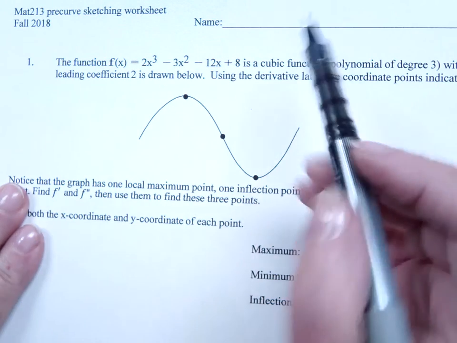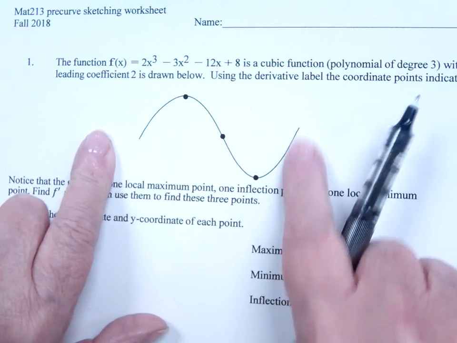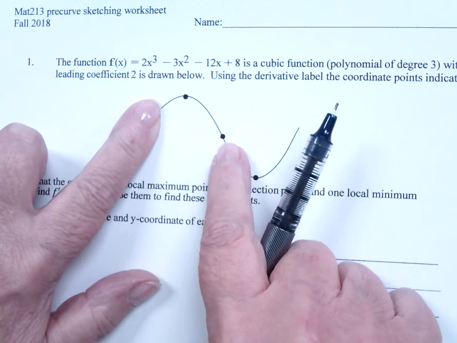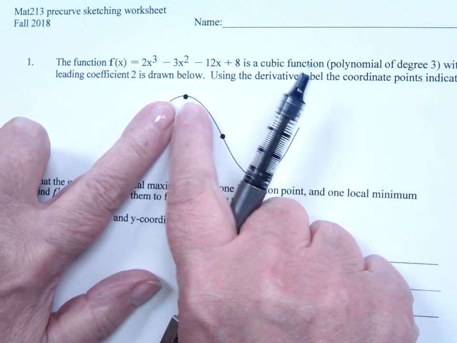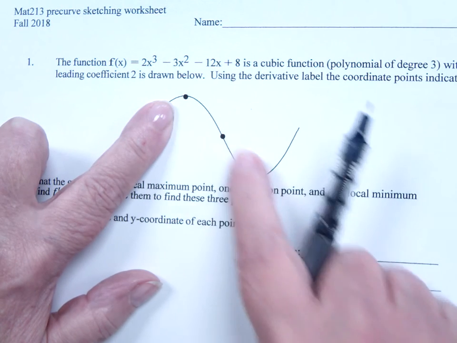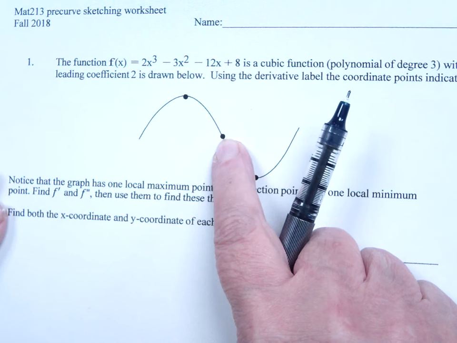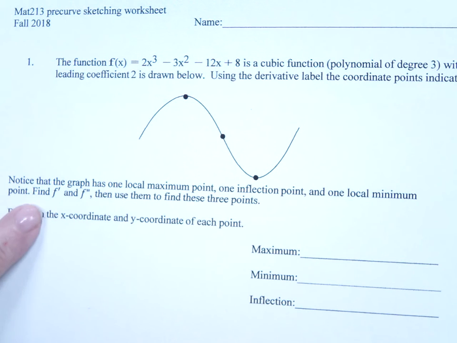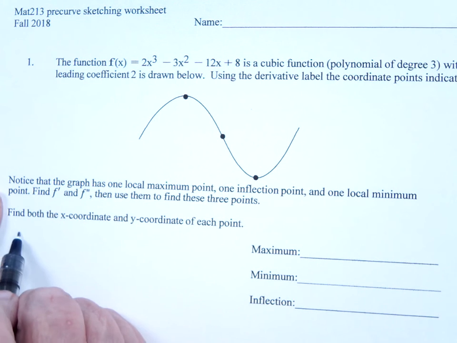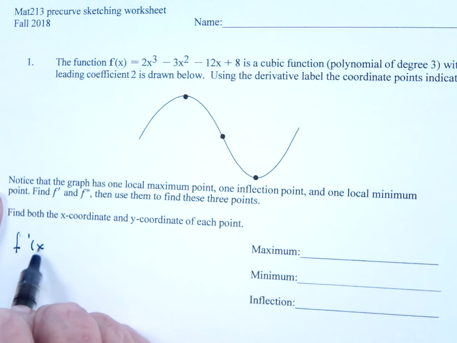Okay, so here we go. This is kind of a graph where you have to mark the coordinates of the maximum, the minimum, and the inflection point. Max and mins come from the first derivative, inflection points from the second derivative. So the first thing that I have to do is find the first derivative.